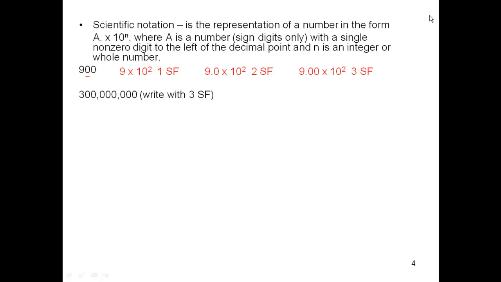Let's look at this number, 300 million. Arbitrarily, I will say I want to write this with 3 significant figures. So I have to write my numeric number first, and I want only 3 sig figs. I need to figure out how many decimal places I'm going over. I'm going over 1, 2, 3, 4, 5, 6, 7, 8 decimal places to get it to its location. So in scientific notation, it would be 3.00 as my 3 sig figs times 10 to the 8th.